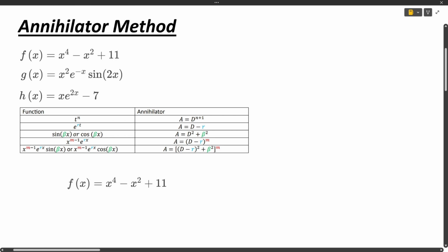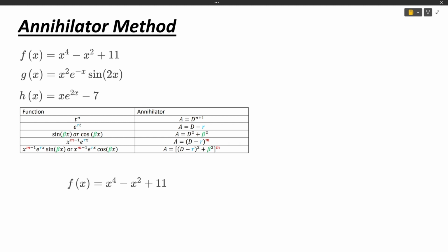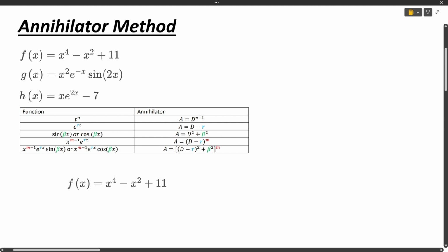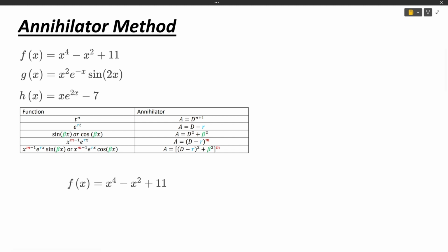Hello everybody, my name is Anthony Sortino, and today I'm going to be talking about the Annihilator method and how it's used. The Annihilator method is a method that we use for solving ODEs. It's used to find the general solution of ODEs if we're given something in the form of an equation in terms of y primes or whatever. However, today I'm just going to be discussing how to find annihilators of certain functions.